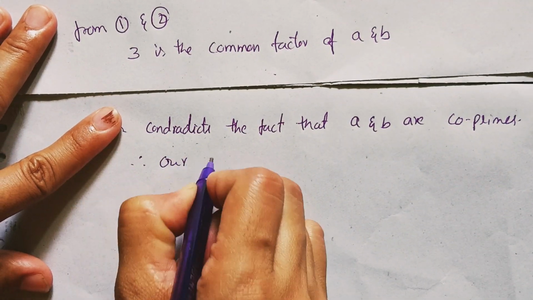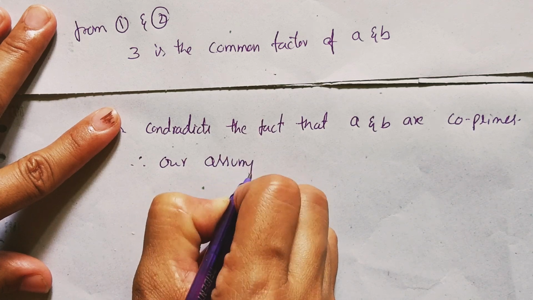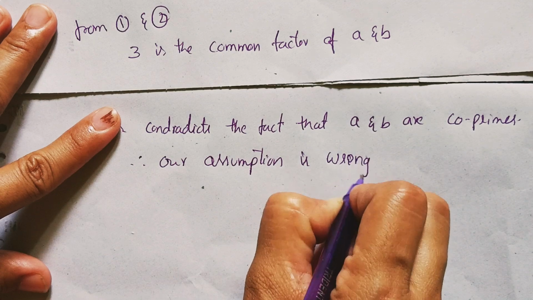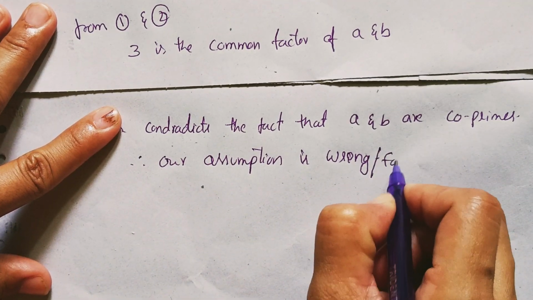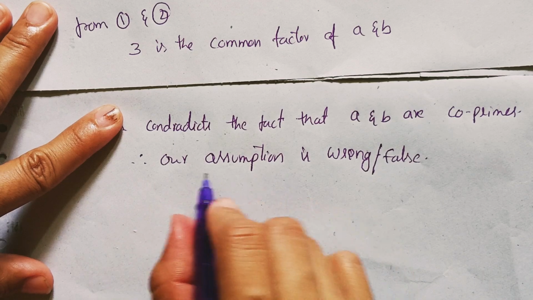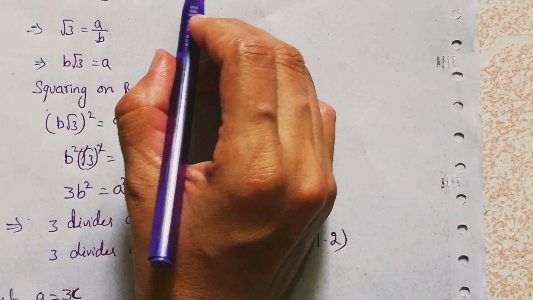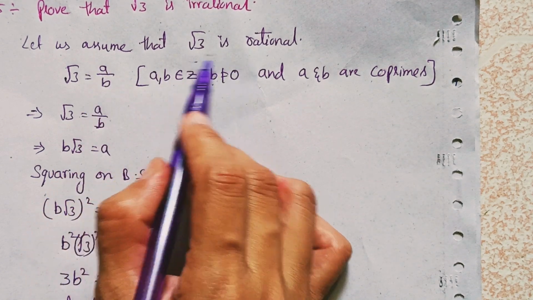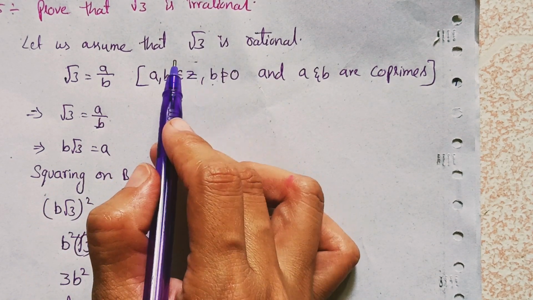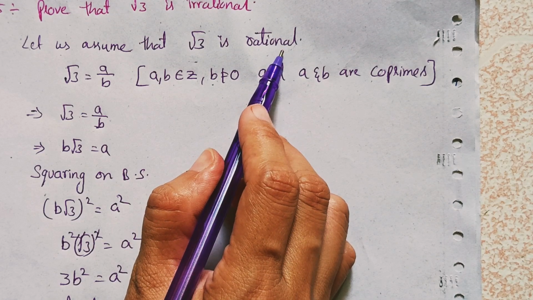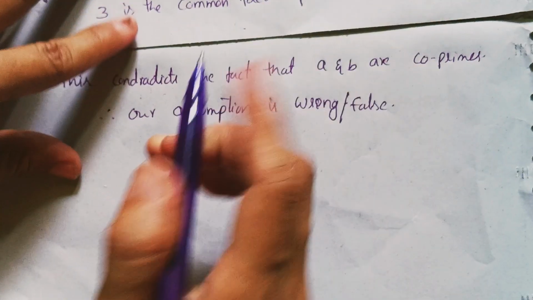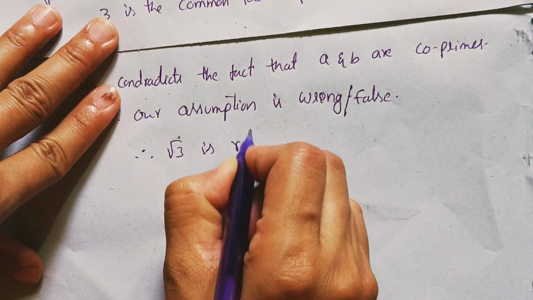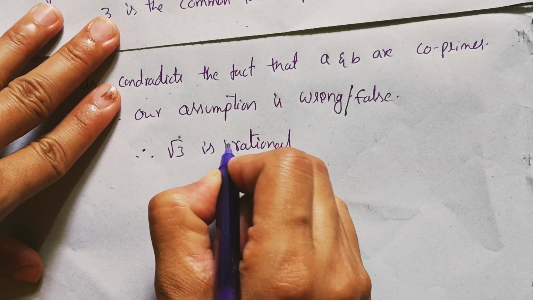Therefore, our assumption is wrong, or else false. Our assumption is that root 3 is a rational number, which is false. If root 3 is a rational number is false, then root 3 is an irrational number.